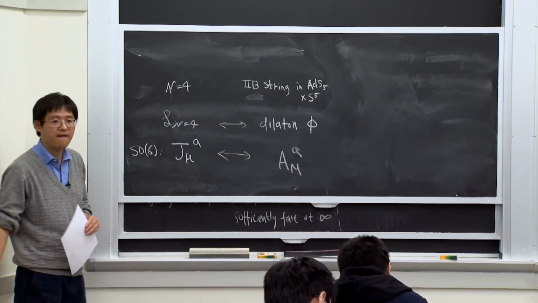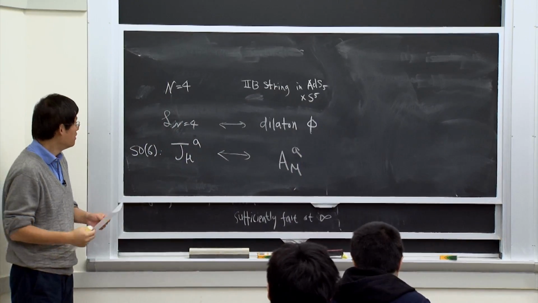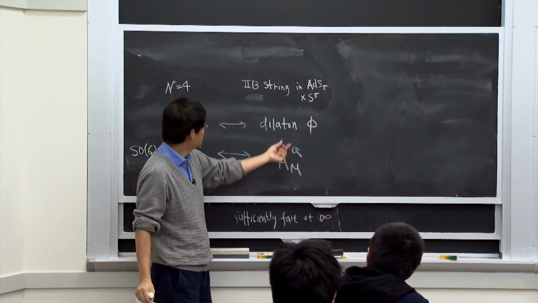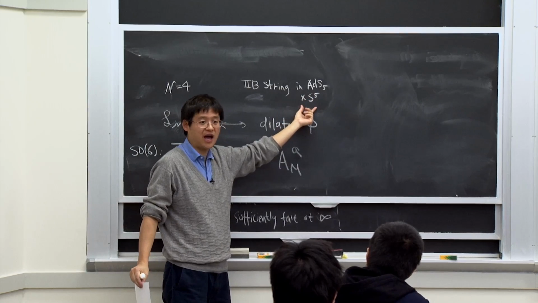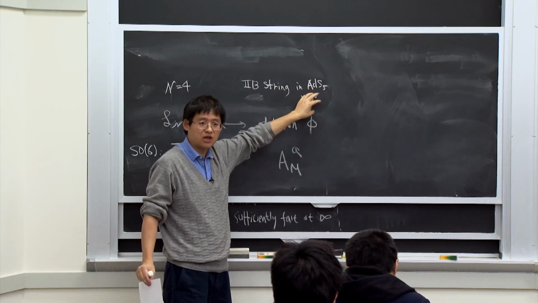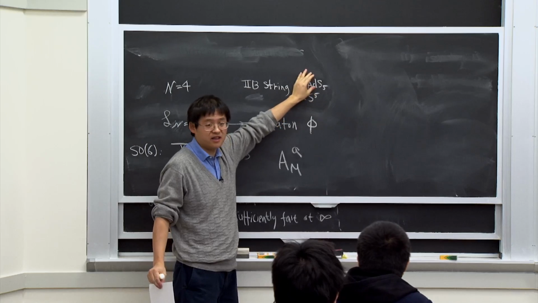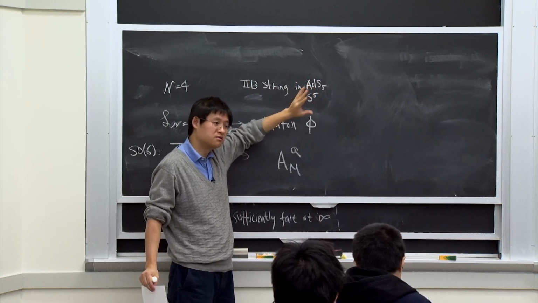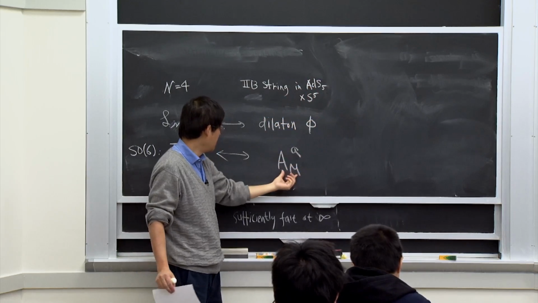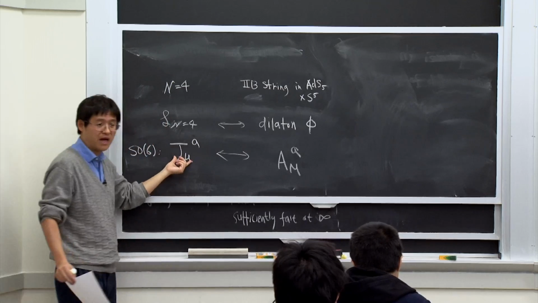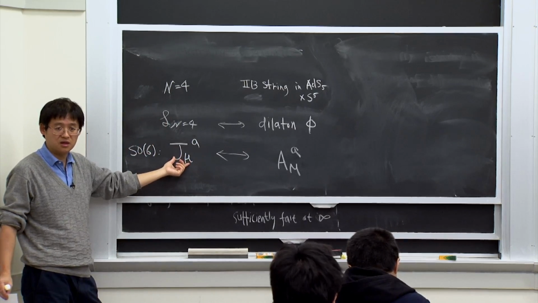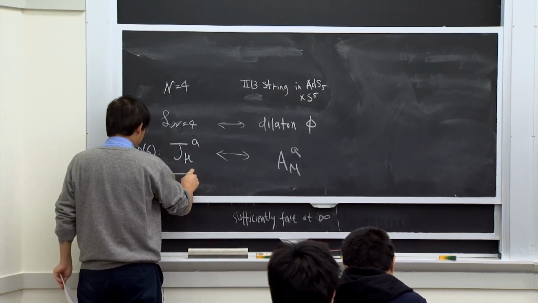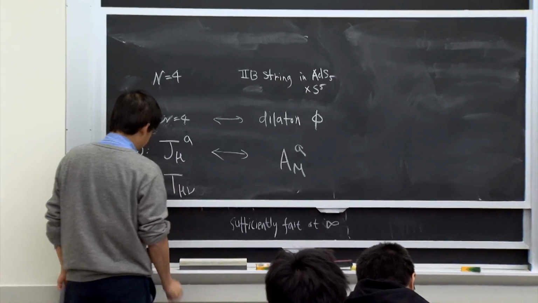Sorry, you said it was an SO(6) gauge symmetry on S3? No, in the N=4 theory, this is a global symmetry. But on this side, it appears as an isometry of the S5. When you dimensionally reduce on S5, then in AdS5 there will be a gauge field corresponding to each symmetry generator of S5, and that is naturally mapped to this conserved current on the field theory side.